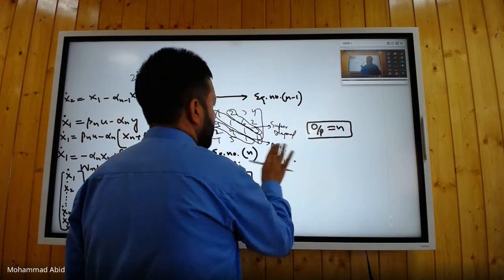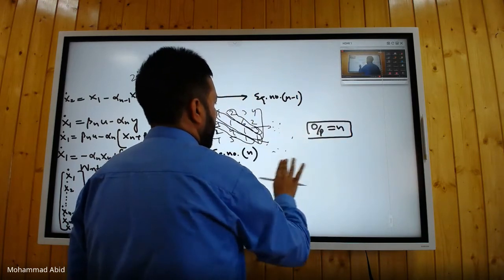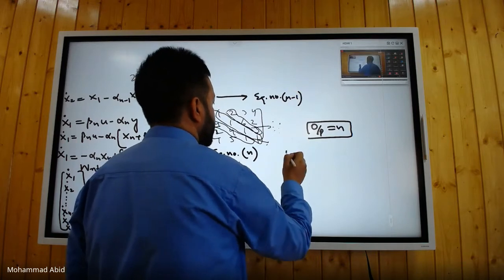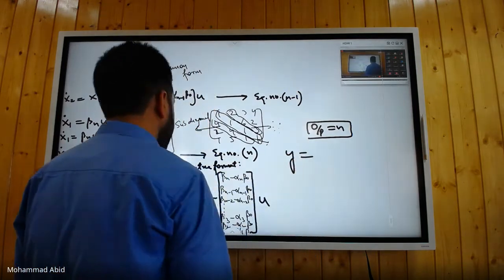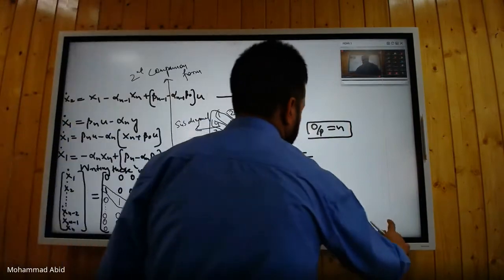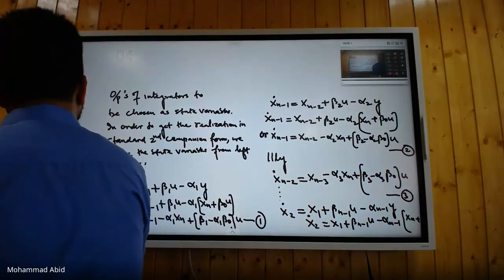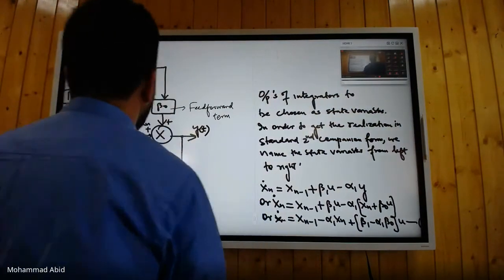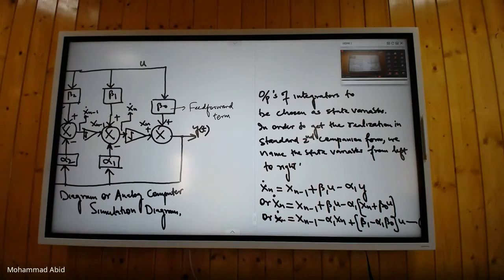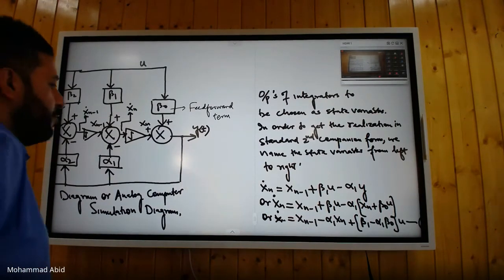Output equation is y is equal to, just look at the simulation diagram. What is y(t) equal to? What is y equal to? x_n plus beta naught u, sir. Yes, x_n plus beta naught u. It's equal to x_n plus beta naught u.